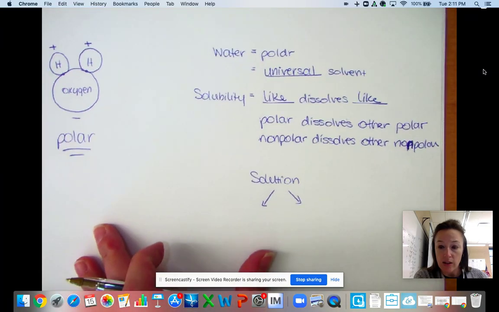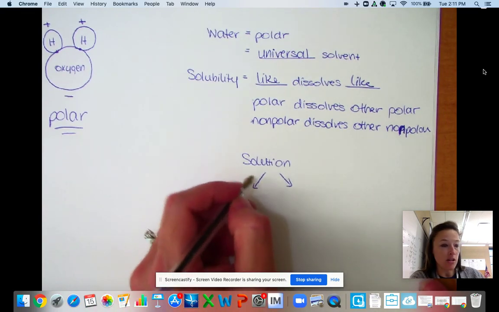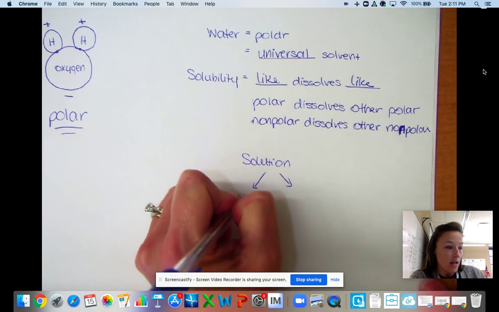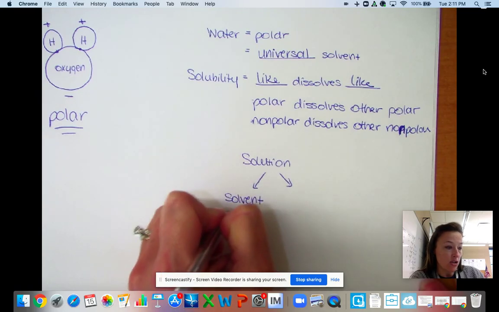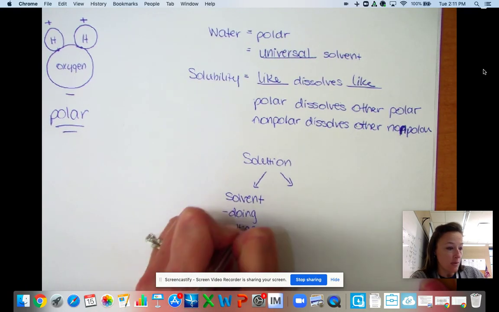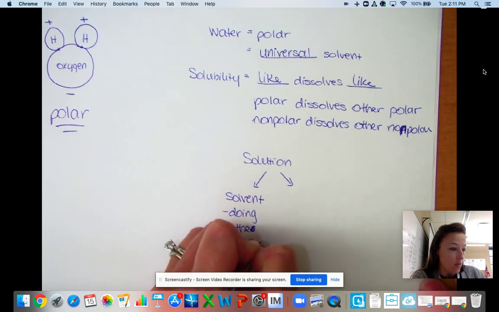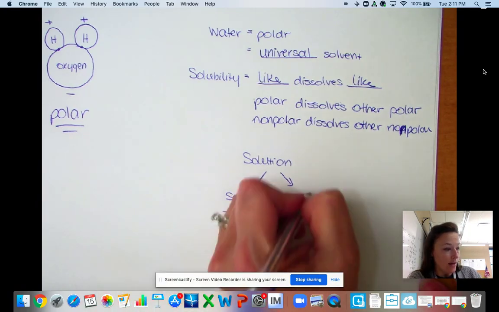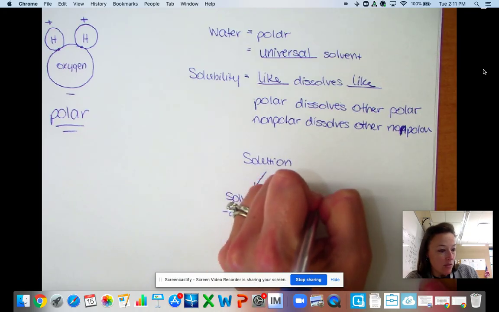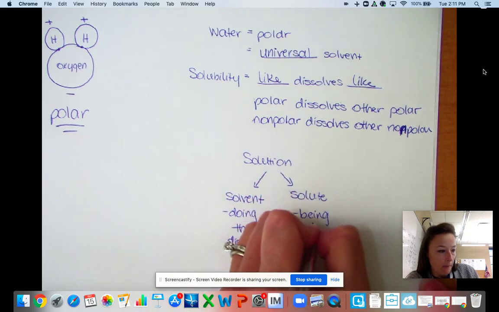All right, the last part of this video is I can define the parts of a solution. A solution is made of 2 parts. It is the solvent, and the solvent is doing the dissolving. So if we were making Kool-Aid, this would be water. And then we have the solute, which is being dissolved. So this would be the sugar in the Kool-Aid.